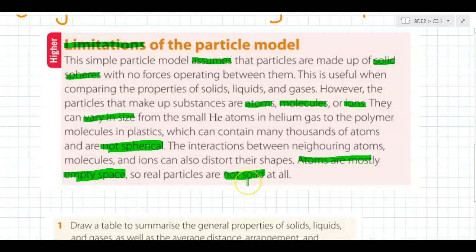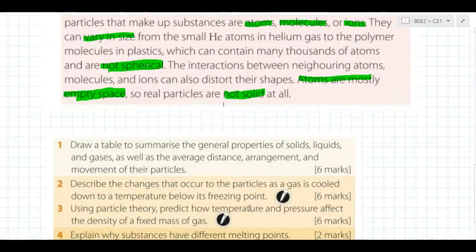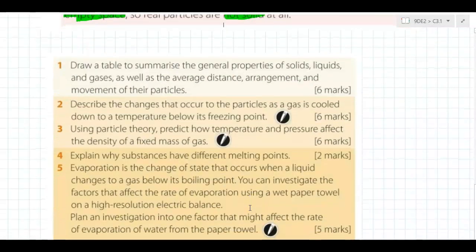Okay, now your task is to answer the questions on the double page in your chemistry book. All right, so these are the questions here. I will put a printout of my notes in today's post, and the video will be.